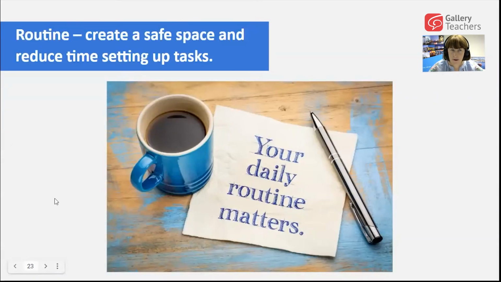I would also encourage you to think about routines when you're teaching online and particularly in a hybrid environment. So often in these environments, particularly if you have new students, they don't know what to expect. They don't know what will happen next. They're a little bit confused by the setup.